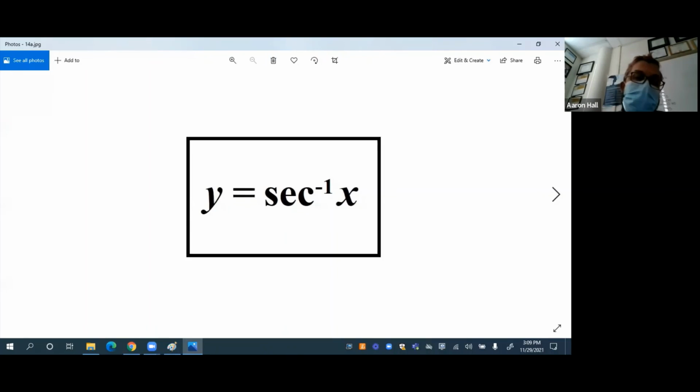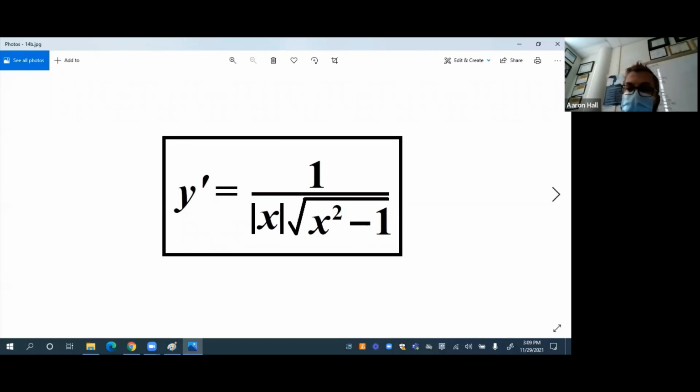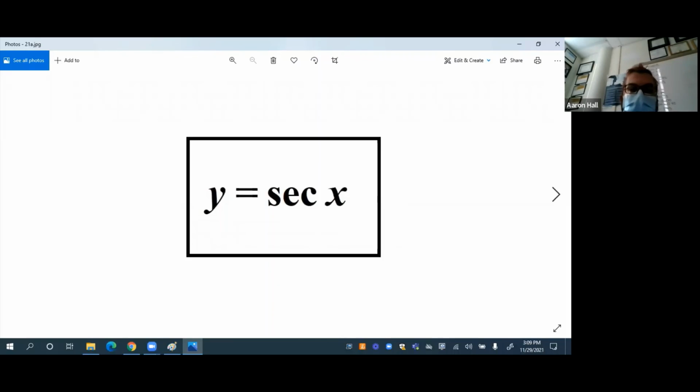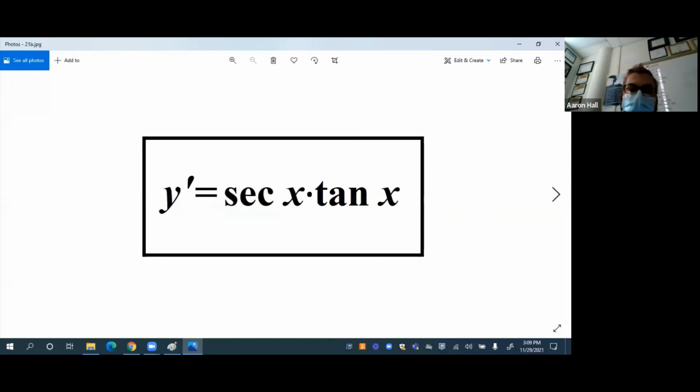Yes. All right, this one's the other more difficult one. This is going to be positive because it's not a cofunction, so it's 1 over the absolute value of x times the square root of x squared minus 1. There you go. Okay, what is the limit as x approaches infinity of sine of x over x? It's 0. What is the derivative of secant of x? Yeah, secant of x times tangent of x. Good job. Secant of x times tangent of x.